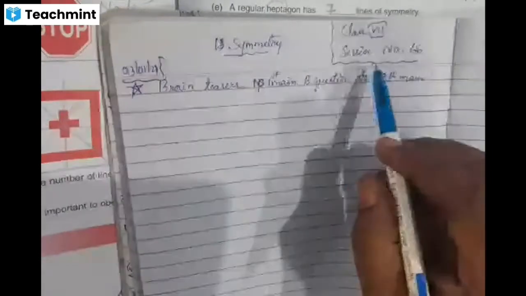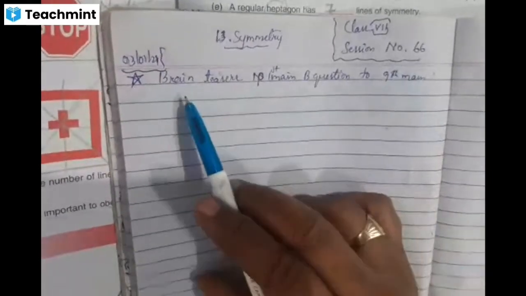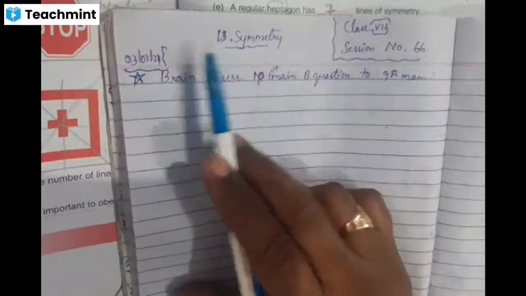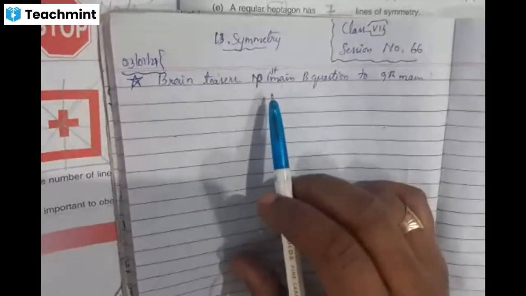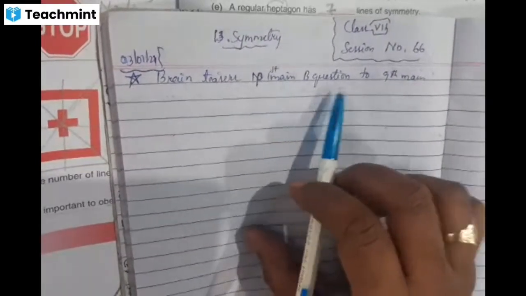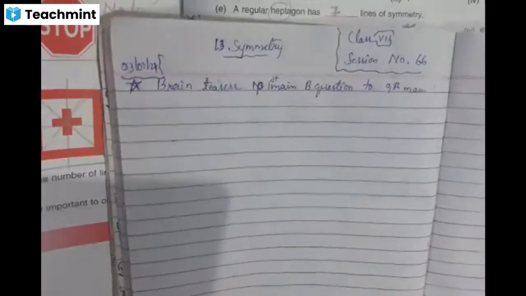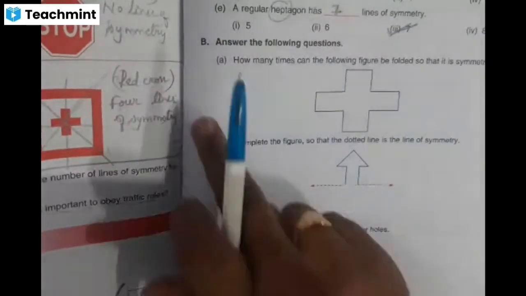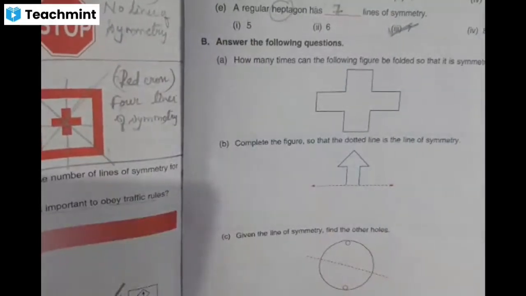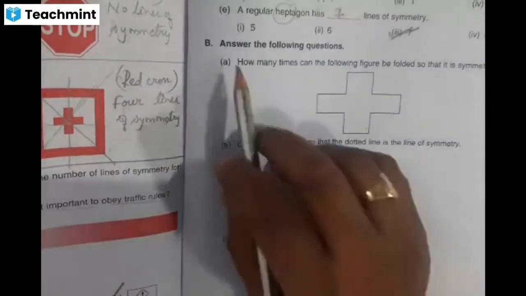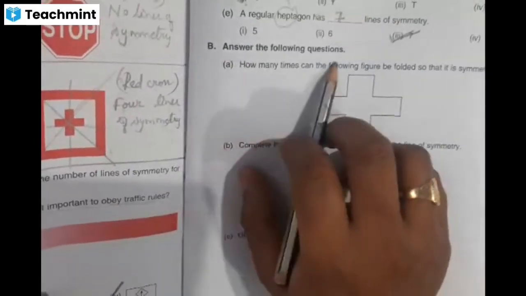Children, today in this session number 66, we are going to discuss the remaining questions from brain teasers, that is first main B question to 9th main. Children, here B question we have, and the question is: answer the following questions.